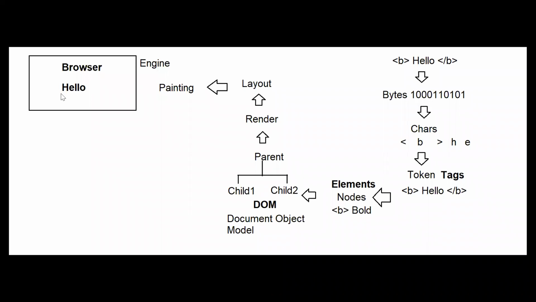Elements means nodes. These elements are arranged in a hierarchical order. This hierarchical order is called the DOM. And this DOM is rendered. Rendering means generating output. And finally, it is presented in the page. Presenting on the page is called painting. We call this process painting. That is how the browser actually works.